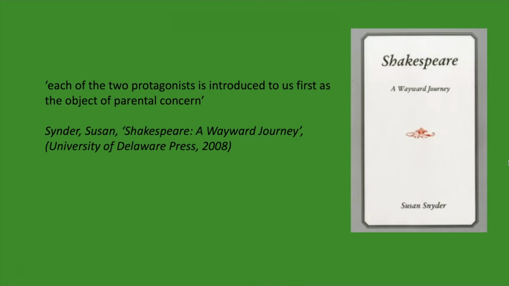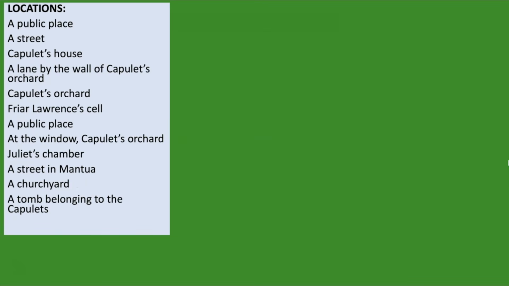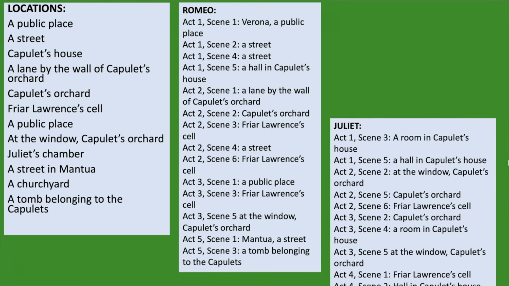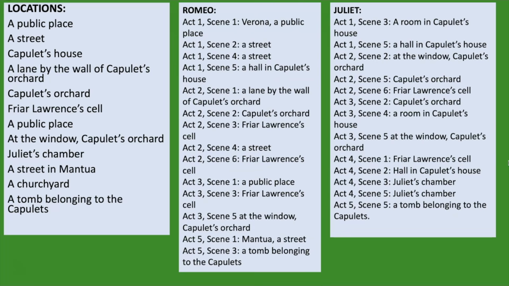Now, just like with James Black's work, when we consider the similarities between the two characters, it makes the differences all the more noticeable. Let's look at one of those differences in terms of setting. Here is a list of every setting in the play. Let's look at where we see Romeo and where we see Juliet in the play. There are two things to note here. Firstly, Juliet rarely leaves her parents' property. In fact, she only does so when she heads to Friar Lawrence's cell.